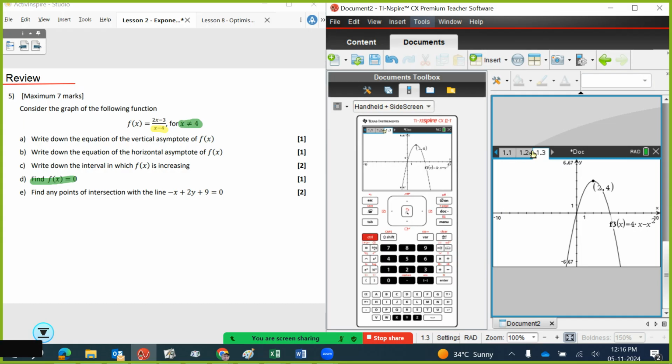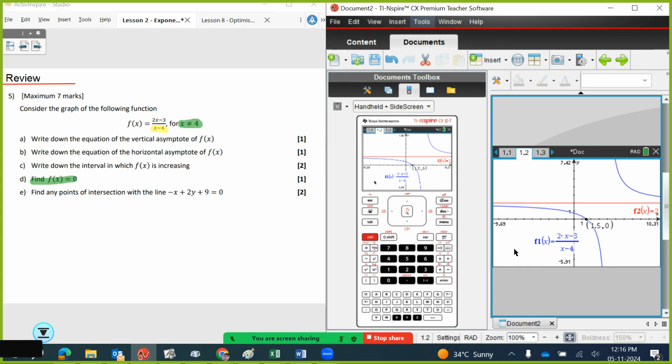All right, let me move back here again. So our last one is find any points of intersection with this line. Now, the technique I was expecting you to do that day was to rearrange this equation to make y the subject. Let me show you a new technique you can use for this one.